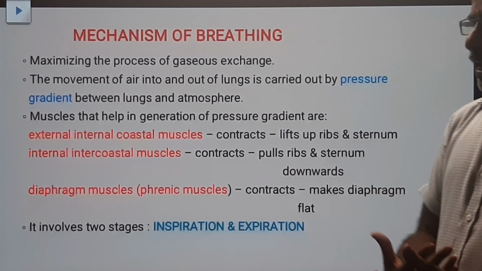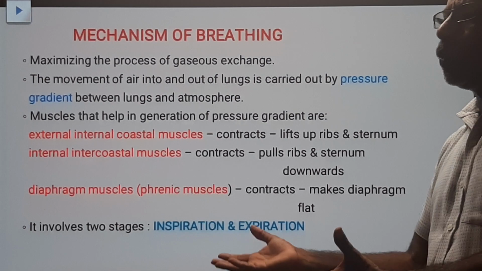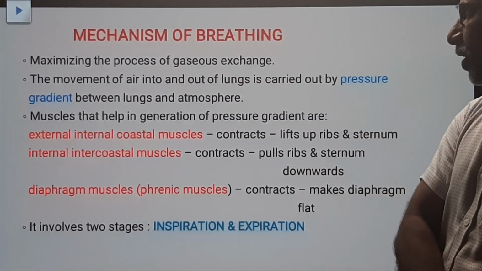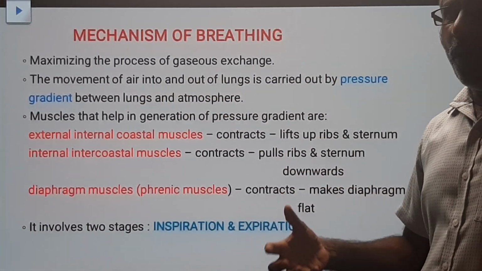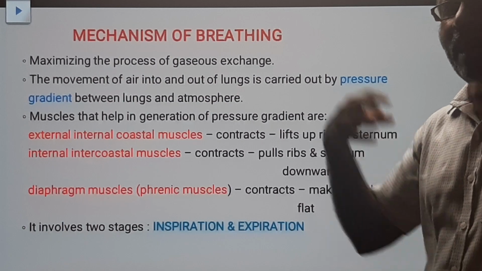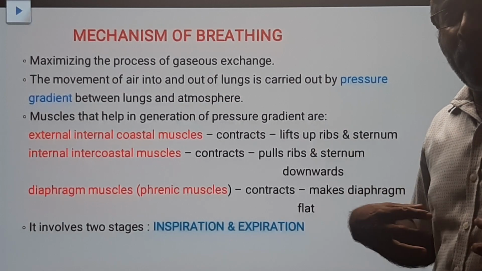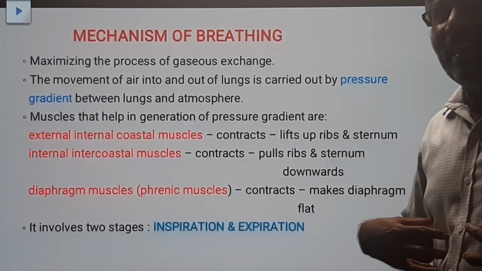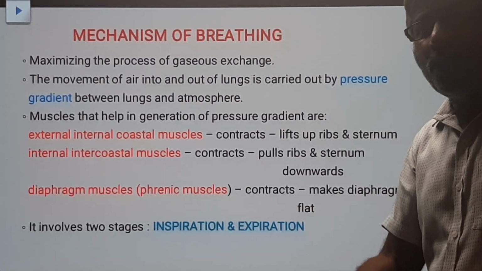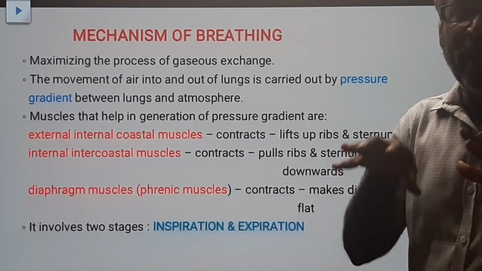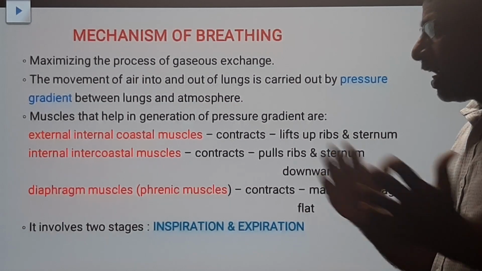Okay guys, here air moves from higher concentration to lower concentration. That's why it is called a pressure gradient. Suppose in the lungs the pressure is low, the atmospheric air enters into the lungs. When the pressure in the lungs increases, the air is expelled to the atmosphere. Like that, the passage of air in both directions depends upon the concentration gradient at different times.